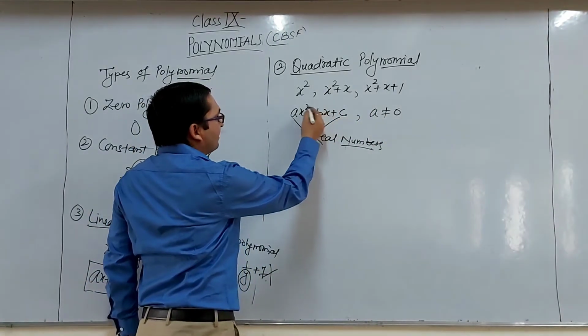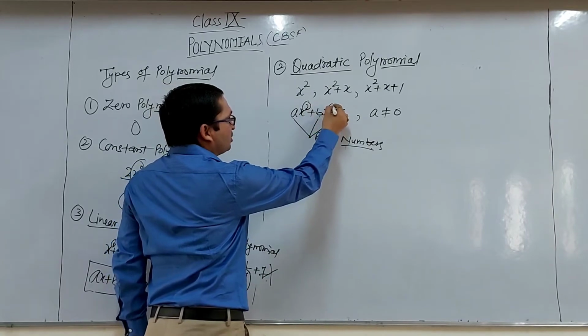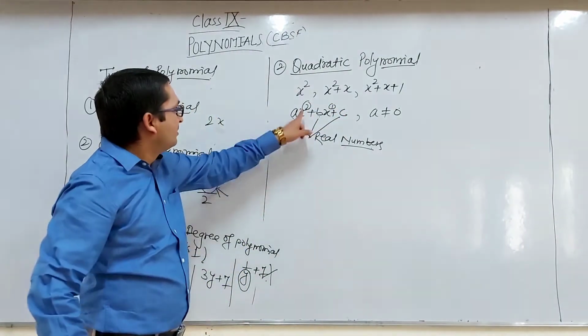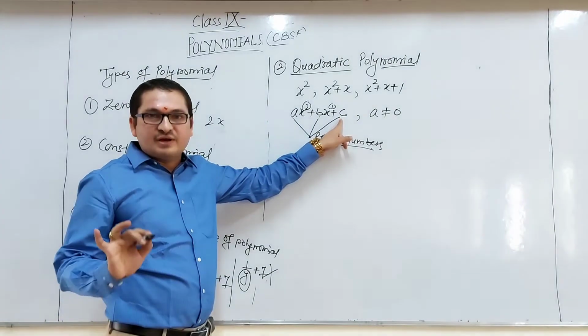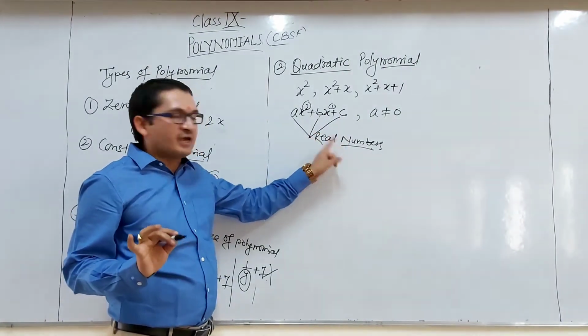Again, look here. The power of the variable is constant everywhere. a, b and c are not variables. We have taken a, b and c as real numbers.